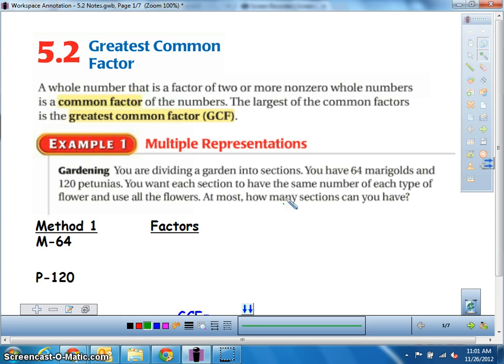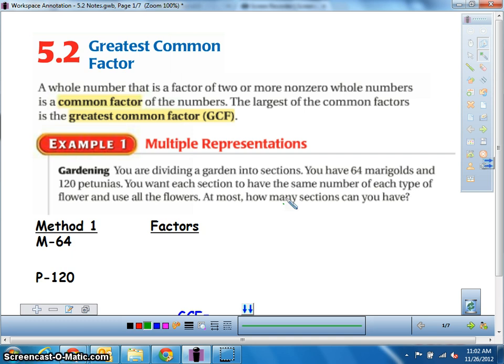First thing we need to remember is what is a factor? Remember we talked about factors way back in the first unit, I believe. We talked about how factors are the math facts that make up a number. So remember we had like 12, the factors of 12 were 1 and 12, 2 and 6, and 3 and 4. So now today we're going to take that one step further and talk about the greatest common factor.